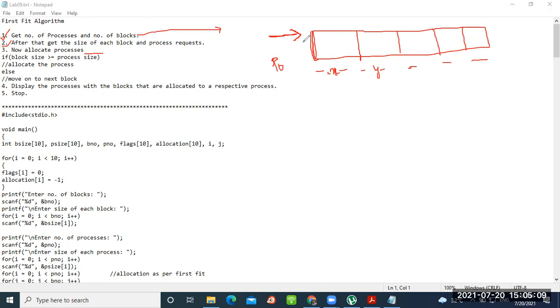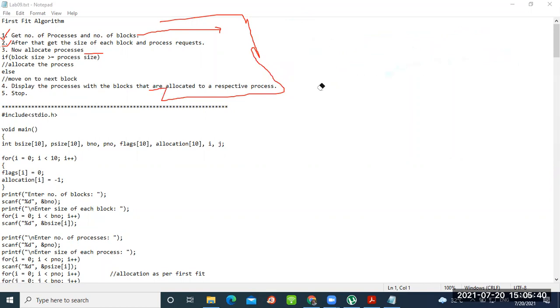This entire thing will continue until all the processes are allocated, or some processes are not suitable to be assigned any block. Then finally we will display which block is allocated to which process. This is the algorithm part for this particular first fit method. If you want, you can write down this algorithm, because you have to write it in the lab copy. So write down the steps we have to follow.